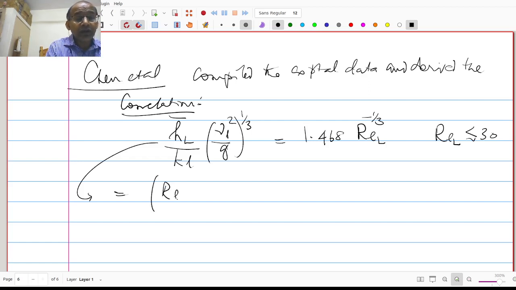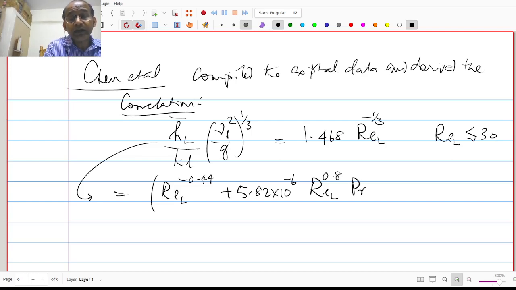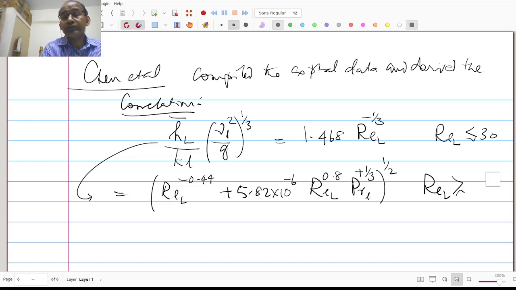equal to Re_L to the power of minus 0.44 plus 5.82 into 10 to the power of minus 6 into Re_L raised to the power of 0.8 Pr_L to the power of plus 1 by 3, the whole thing raised to the power of half, for Re_L greater than about 30. Okay, so this is the expression that was compiled by Chen et al.